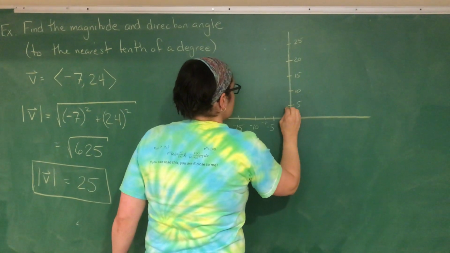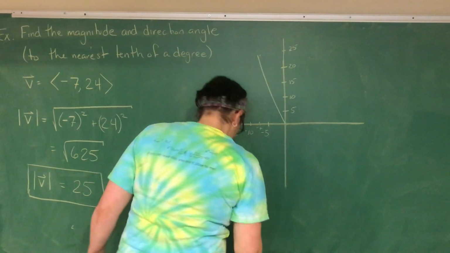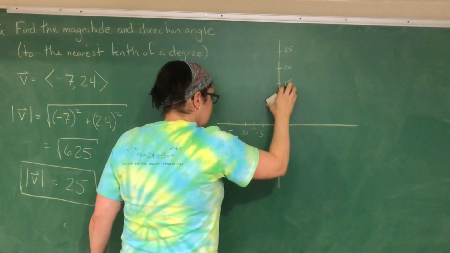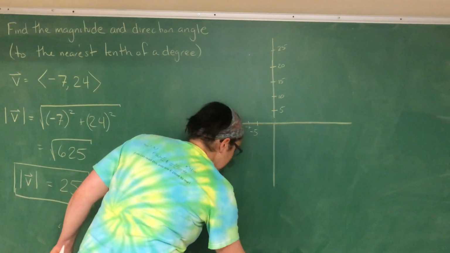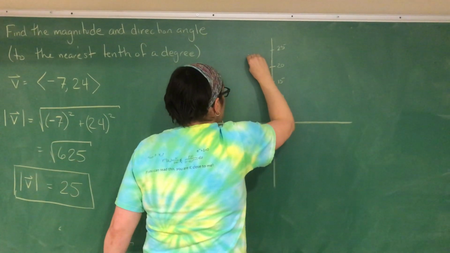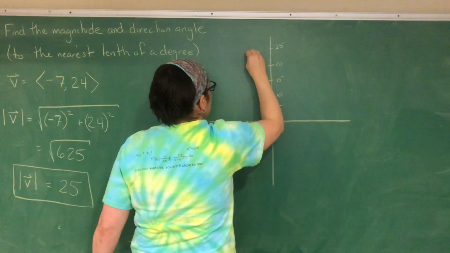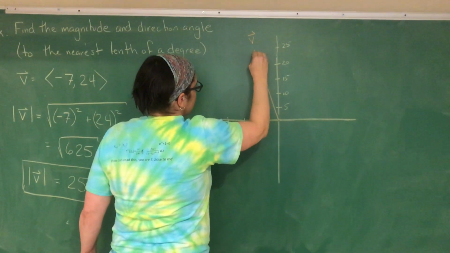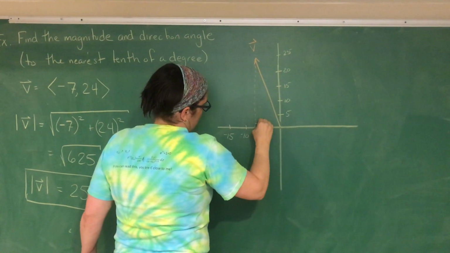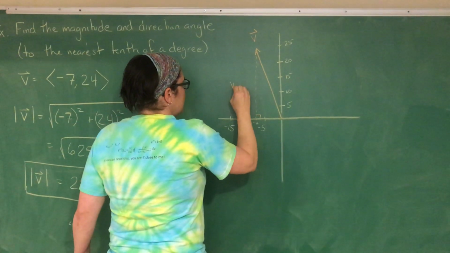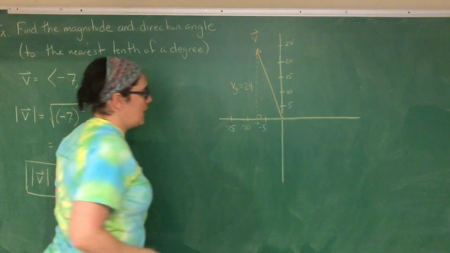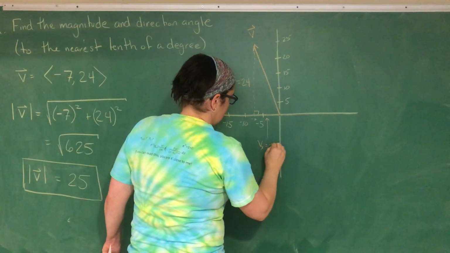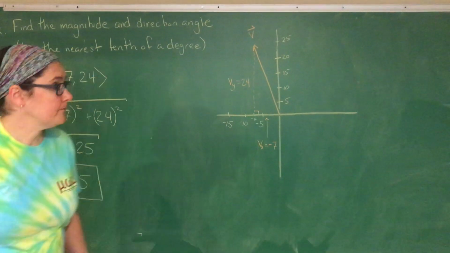So -7 is about here in the middle, and then we're going to go up to 24. So here is our rough sketch of our vector, oops, I missed my point. So now I've got to redraw it. That's all right. If I'm going to redraw it, I'll do it in a different color. There it is. Much prettier anyway. So here is our vector v, and our vy is 24. That's our y component. And our x component, vx, is -7.